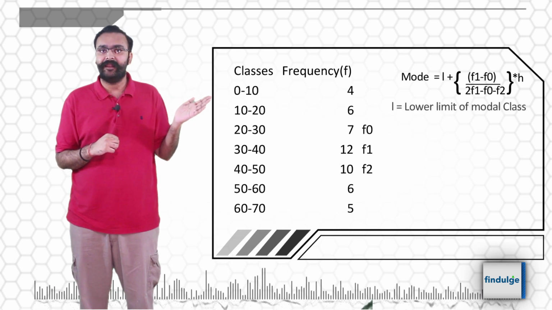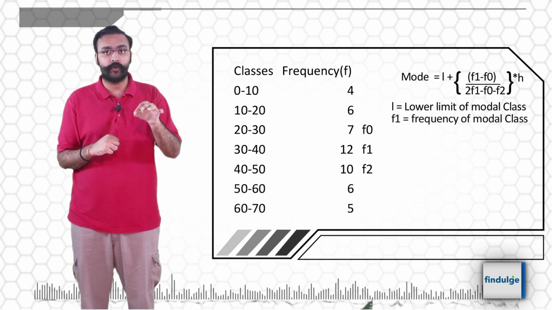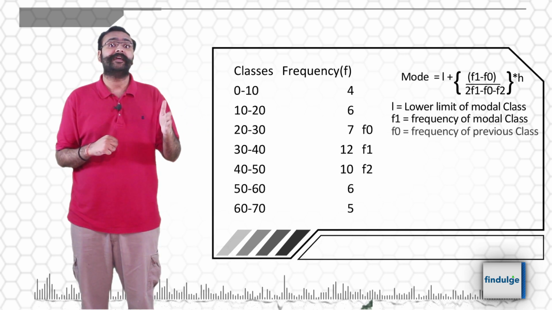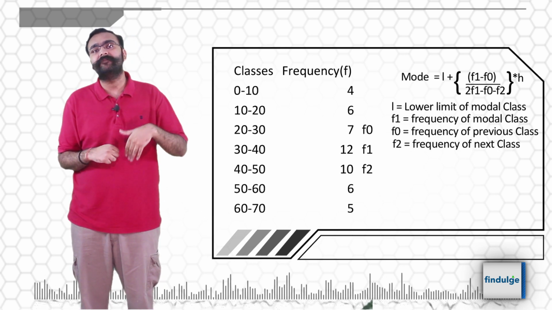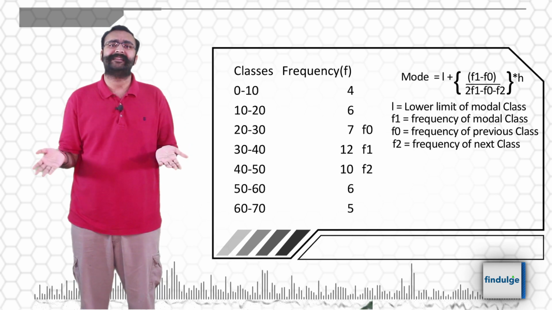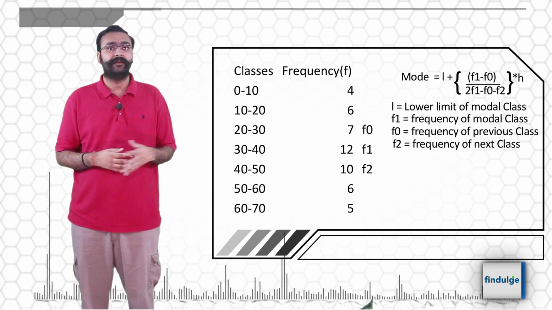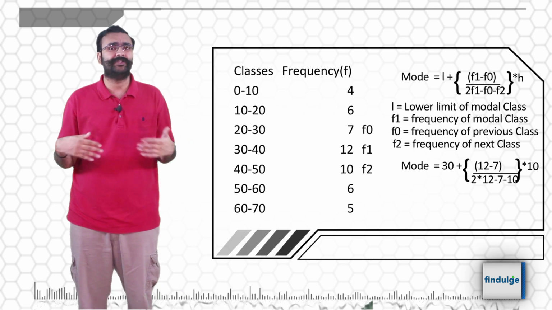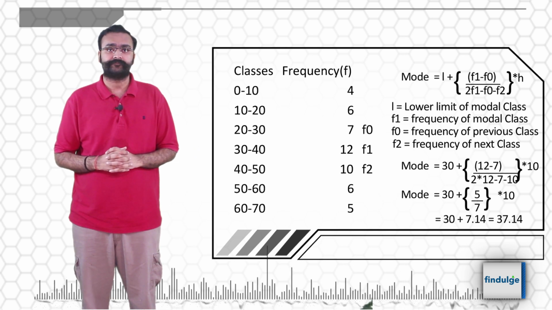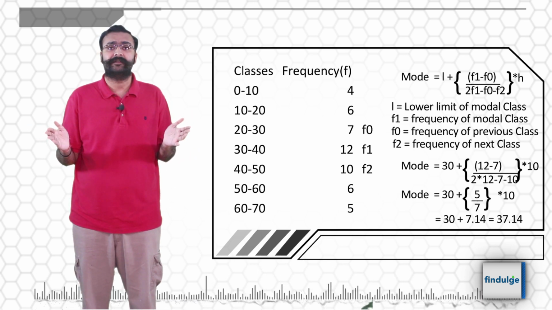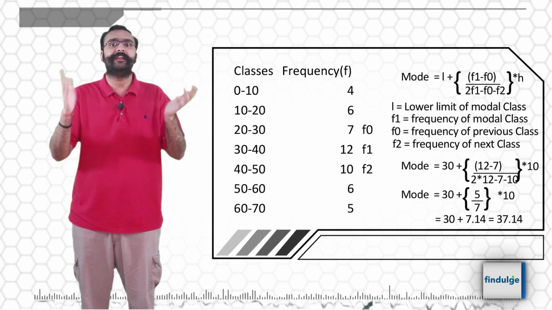And here L is the lower limit of modal class, F1 is frequency of modal class, F0 is frequency of previous class, and F2 is frequency of next class. And that's it. Like in median, identify it and just plug it into the formula. Here, you don't even have cumulative frequency, you just have frequencies, find it, and then done. If you have two classes that have the same mode, you get two modal classes, you pick any one of them that you want.